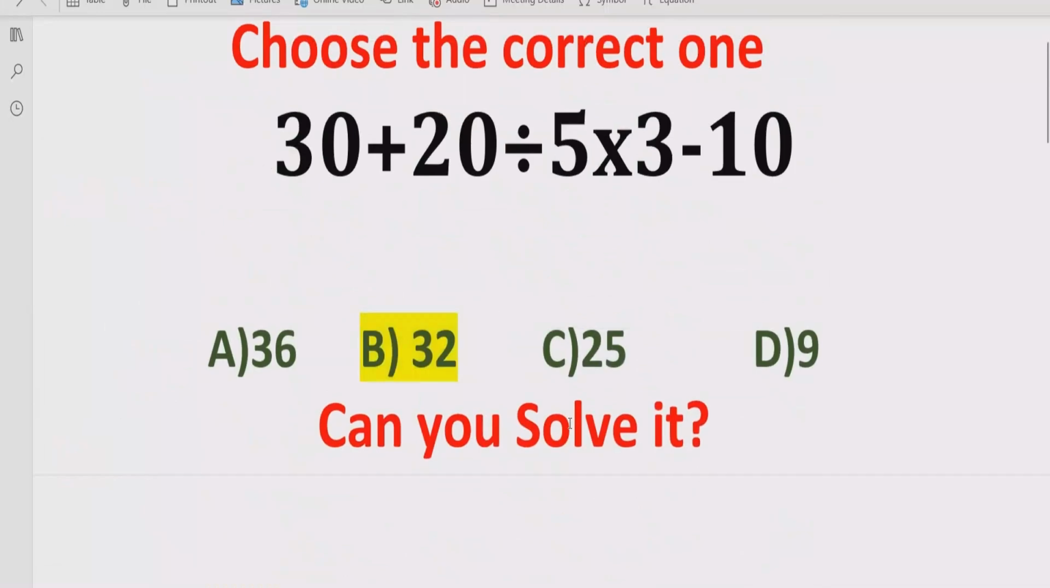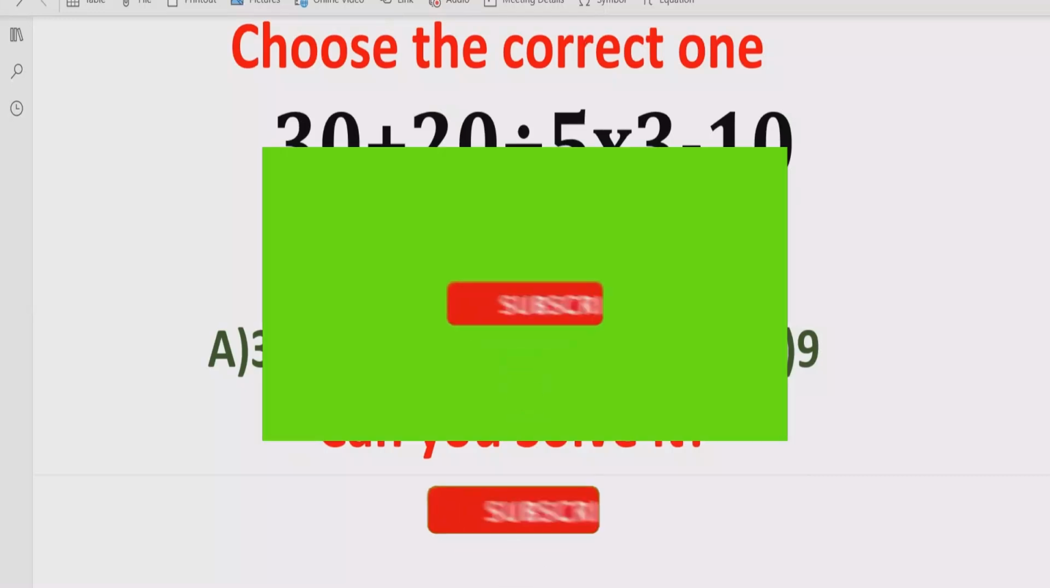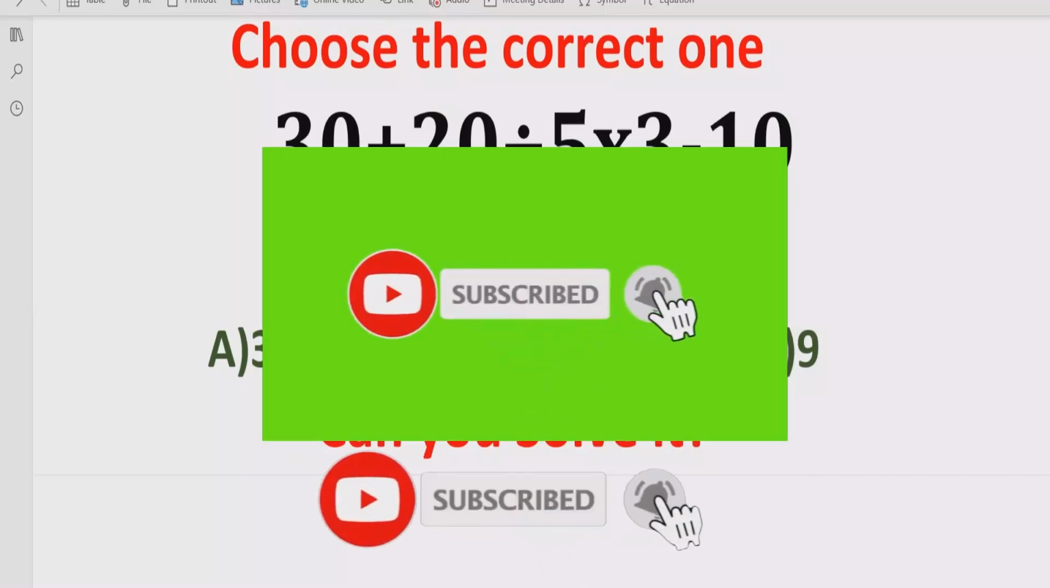So that's it for today. Thank you for watching. I hope you understand how you can solve the given expression using the PEMDAS and BODMAS method and find out the correct answer.